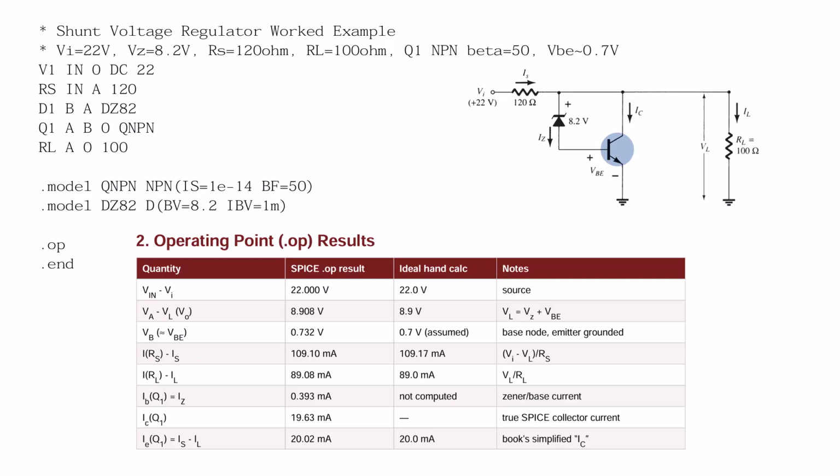Notice one modeling detail. The simplified hand method calls the leftover current collector current. In the simulation, it is actually emitter current because it also includes about 0.39 milliampere of base current. The approximation is acceptable here because the base current is small.